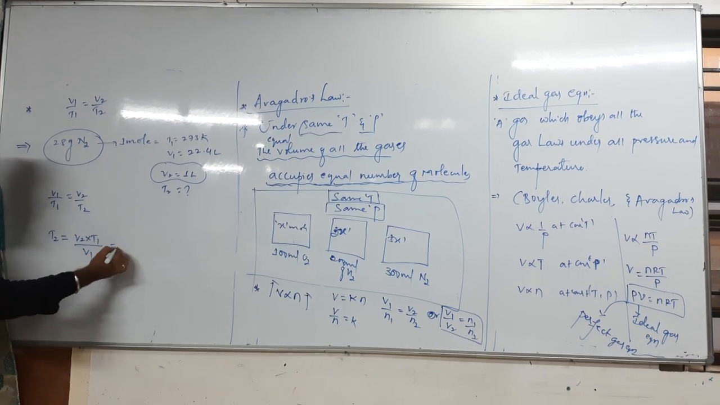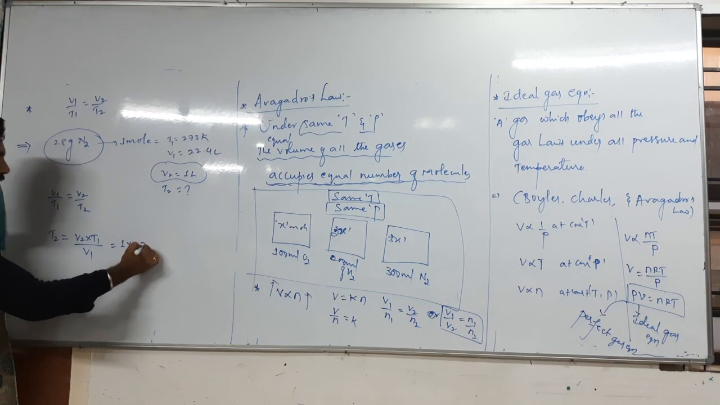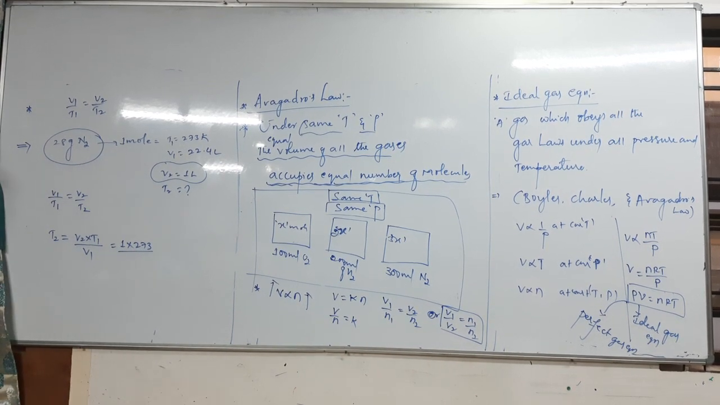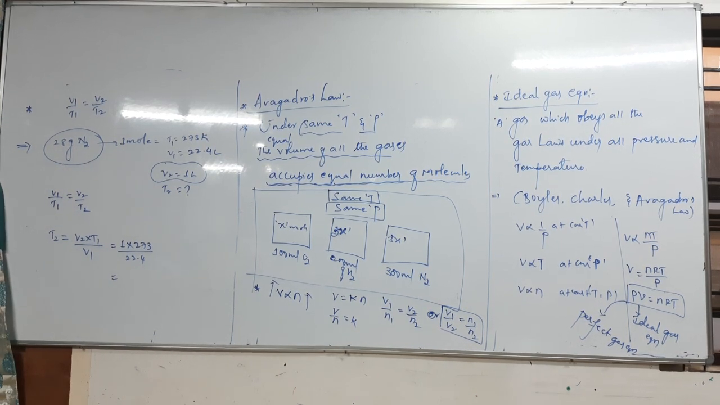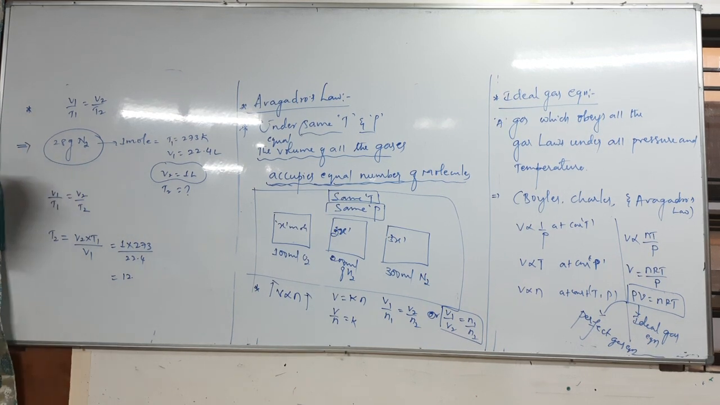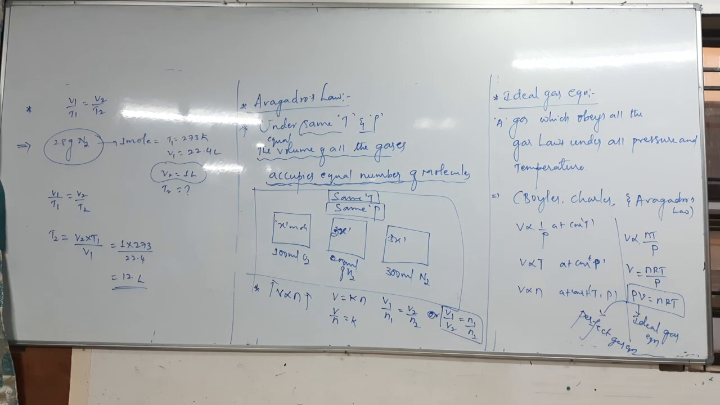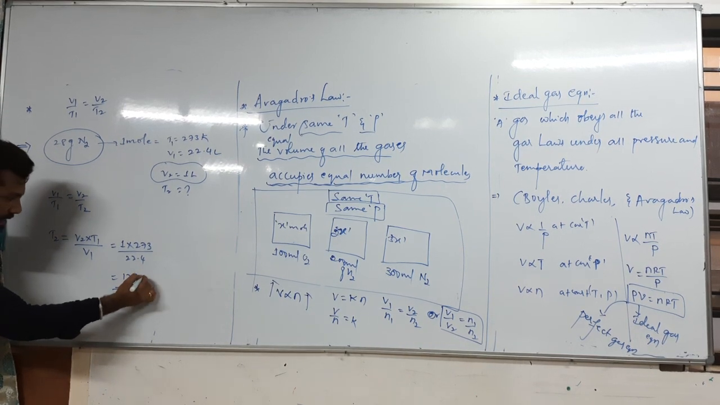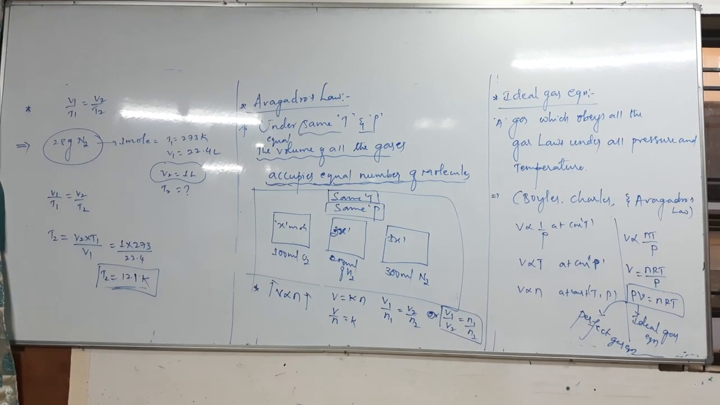So V2 is 1 liter, whereas T1 is 273, divided by V1, which must be 22.4 liters. So how much does it come to? 12 point something. It comes to 12.1. Sorry, 12.1 Kelvin. It is a temperature, so 12.1 Kelvin.